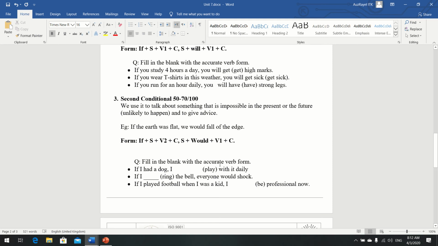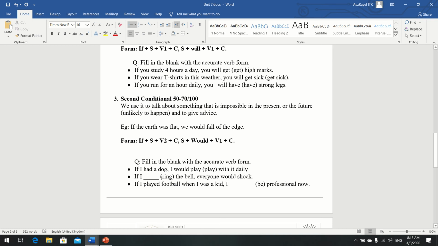So going to the questions down here, we say if I had a dog, which means I do not have a dog actually. So if I had a dog I would play with it. Okay, so does the speaker have a dog? No. Why? How did we know? Because he said if I had a dog I would play with it. So he doesn't have the dog and he can't play with the dog because he doesn't have it.